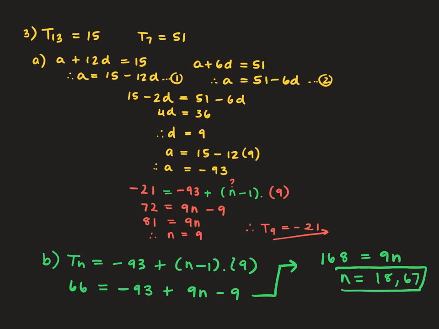So you've got term 1, term 2, term 3. You don't have term 18.67. So therefore, we know that 66 is not a term in the sequence. All right, we want those n's to fall onto nice whole numbers. Okay, so that's question 3. Let's have a look at our next question.